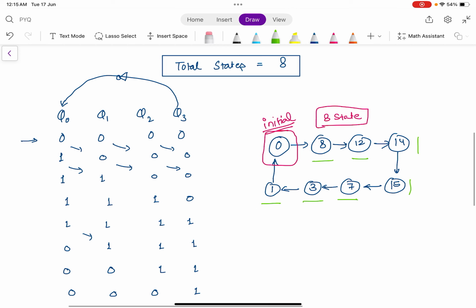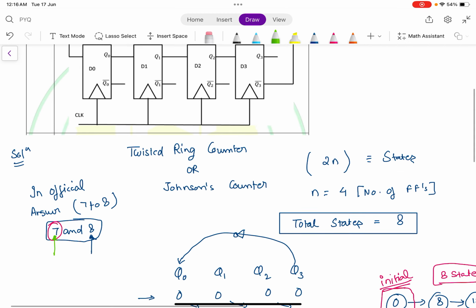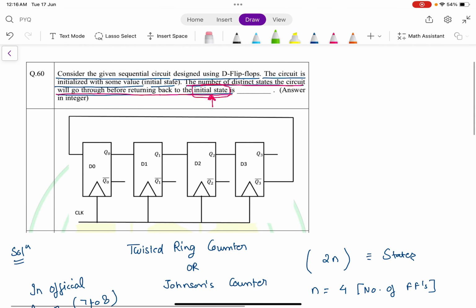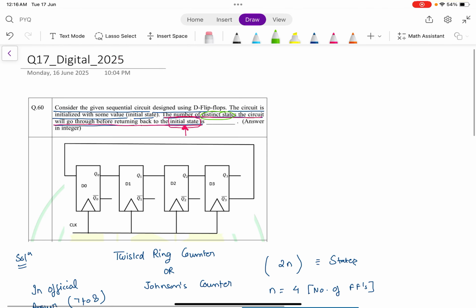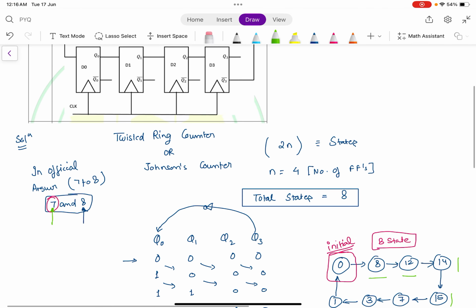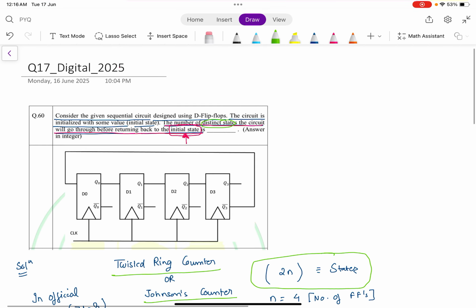That's why answer 7 is also accepted, based on the question asked: the number of distinct states the circuit will go through before returning back to the initial state. This is one of the tricky statements asked, but most of the students were fine because it is nothing but a generalized twisted ring counter or Johnson counter, so you can go through this. It is recommended to always read the question carefully. Thank you.